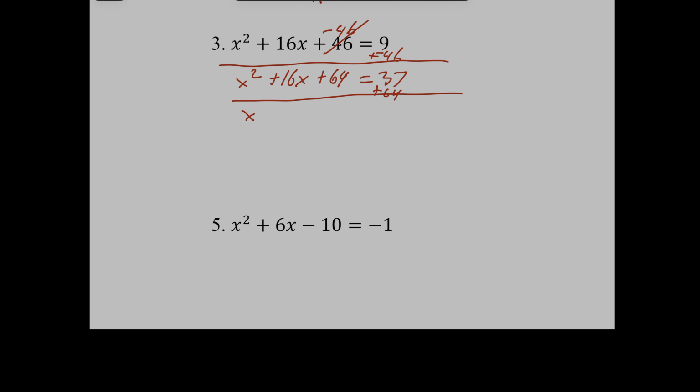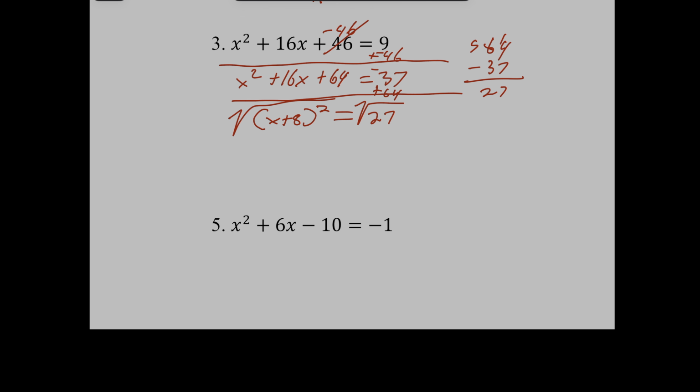Okay, and I'm going to get myself an x squared plus 16x minus 37. I already have that, so I'm not going to write it again. Now, parentheses, x plus 8 quantity squared equals, I'm going to do 64 minus 37, and I'm going to get 27.